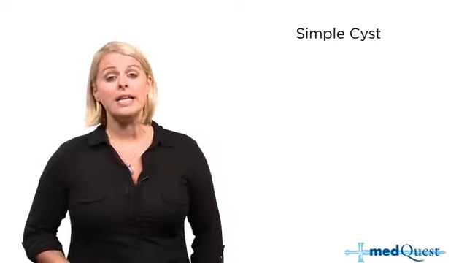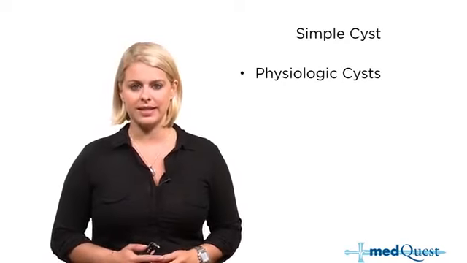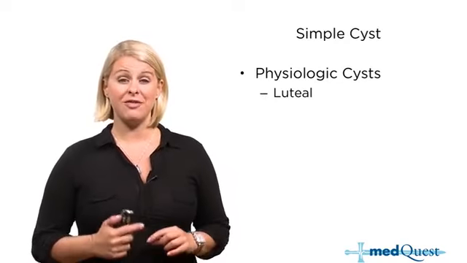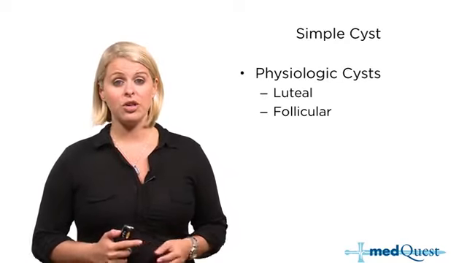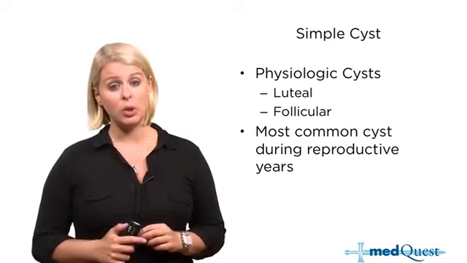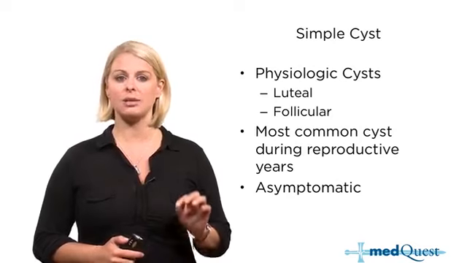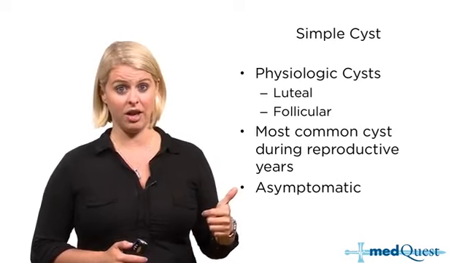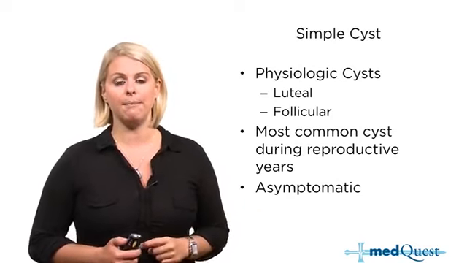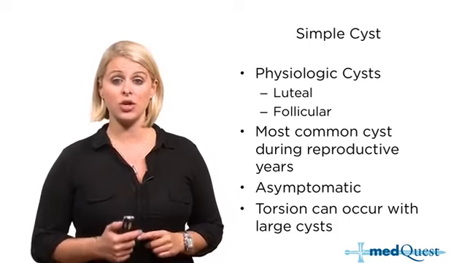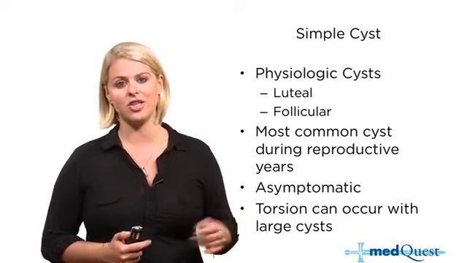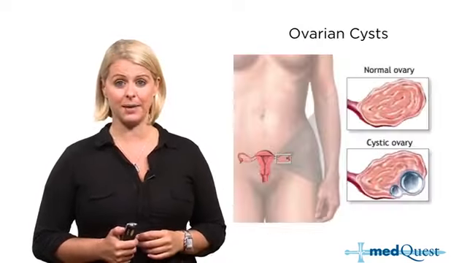Next chapter is going to be chapter 3, the ovaries. Now, first let's discuss the simple cysts. Simple cysts are generally a physiological cyst, which can be a luteal or follicular cyst. These are most common during the reproductive years. They are generally asymptomatic until they either become very large or they burst. Torsion can occur when they're very large, and that's why they would become symptomatic.